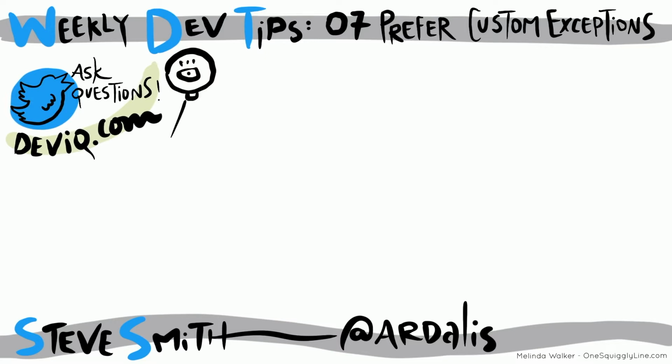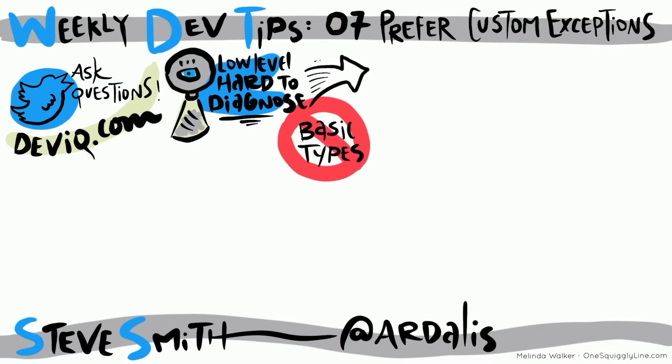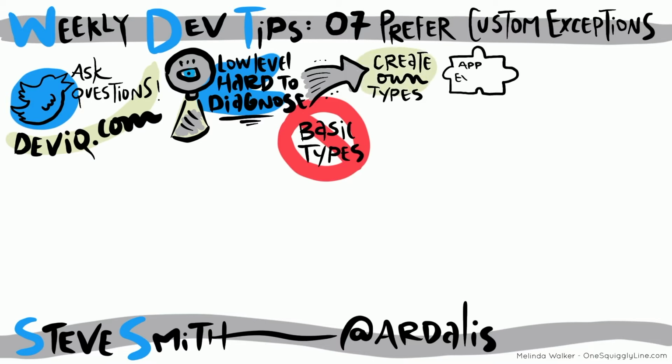So let's talk about why I prefer custom exceptions. Low-level built-in exception types don't offer very much context and tend to be much harder to diagnose than custom exceptions that can use the language of the model or application. Given the choice, you typically want to avoid throwing basic exception types like exception, application exception, or system exception from your application code. Instead, create your own exception types that inherit from system.exception.